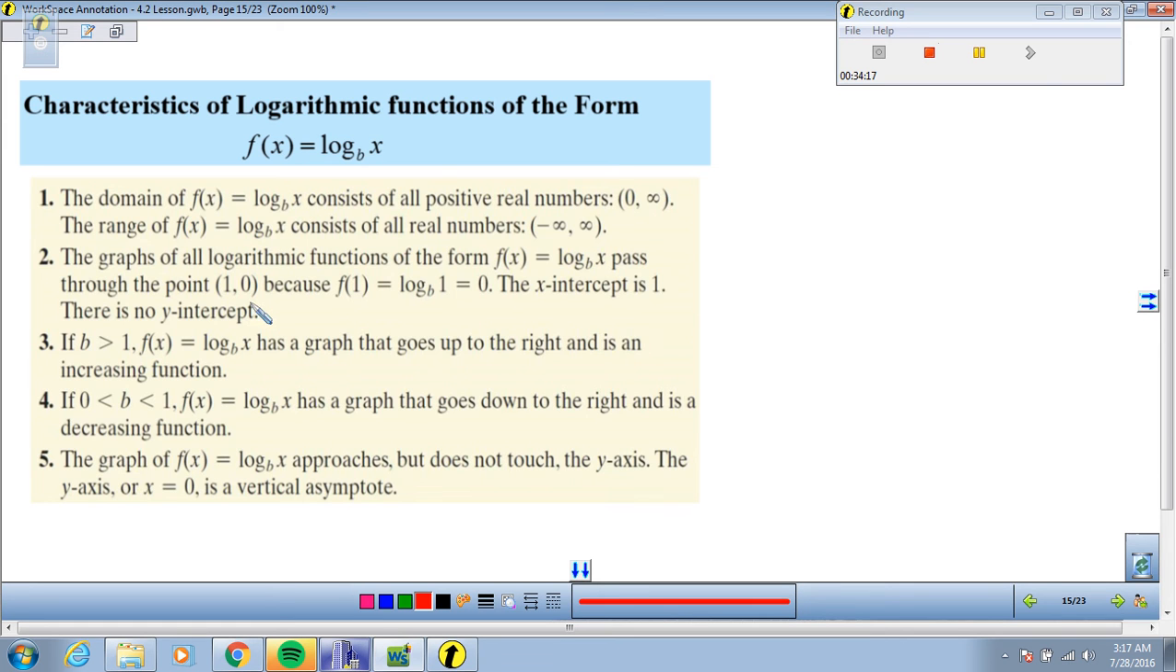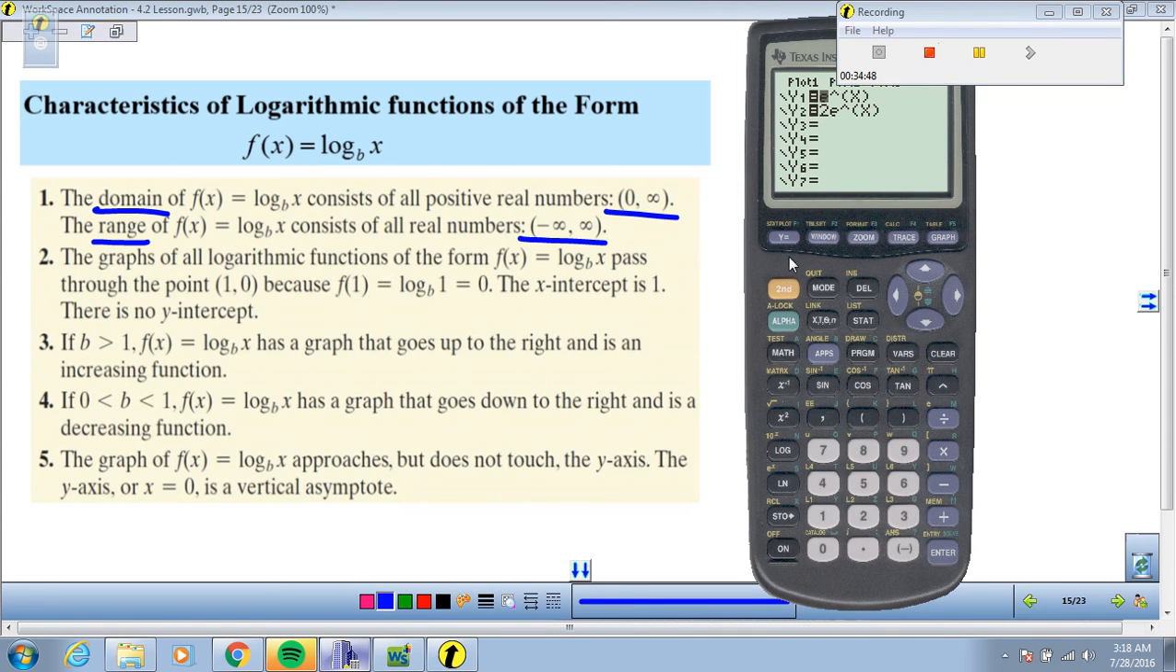Characteristics of logarithmic functions of the form, and you can see here how a logarithmic function should be written. Several characteristics that we need to know are the domain and the range. Domain is from 0 to infinity, range is from negative infinity to positive infinity, and we don't see the graph here, but I can probably do the graph here for you.